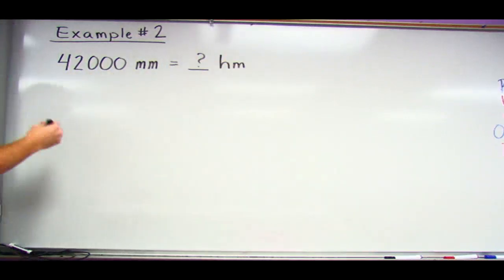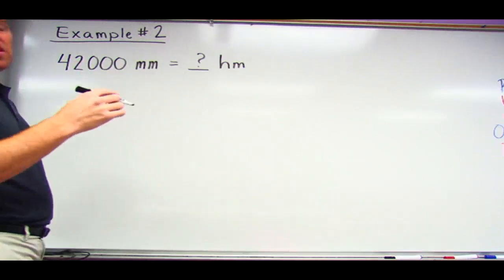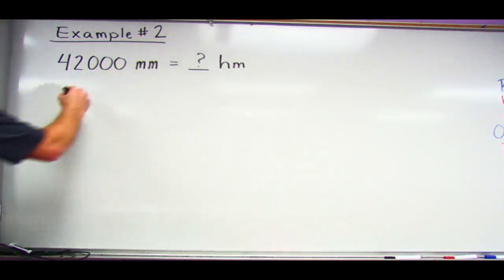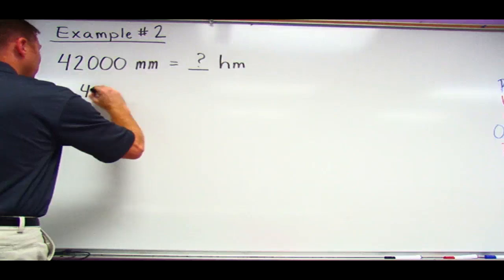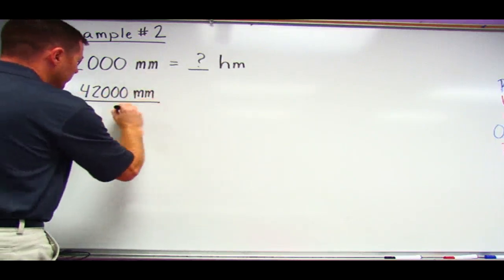So let's start off just like we start every other conversion problem in class. I want you to get used to saying this. Take the given and put it over 1. So we're going to go 42,000 millimeters and put it over 1.